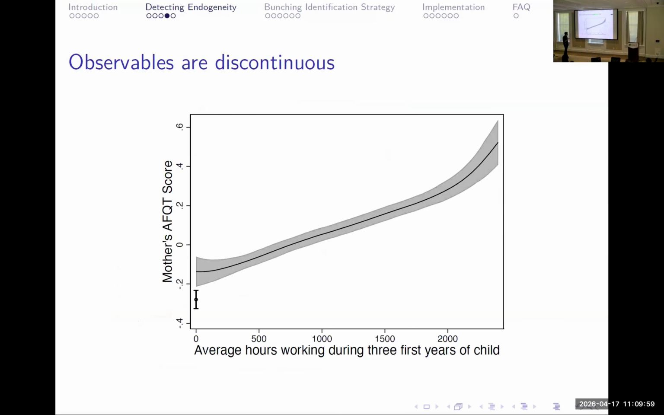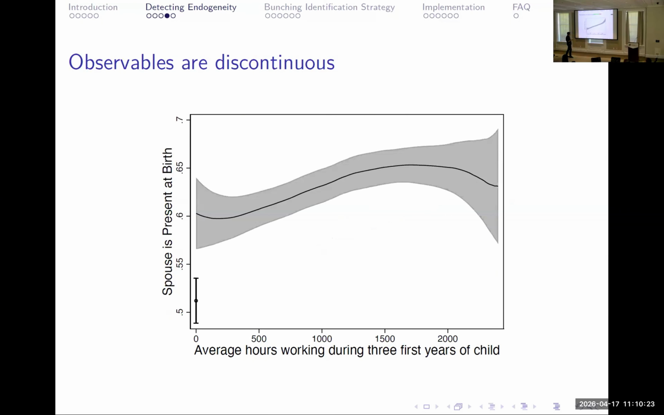For instance, this is the exact AFQT score, the score of the mother. And you can see that discontinuity is exactly at 0 as well. Again, I'm not suggesting that that is a full proxy for Yi of 0. What I'm saying is that if Yi of 0 is very discontinuous and I cannot check that directly, at least you see that the observable variables are very discontinuous. You can see another observable variable here, whether the spouse is present at the birth of the child, is also discontinuous.